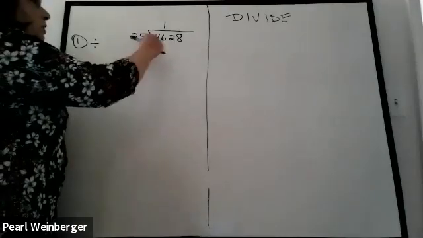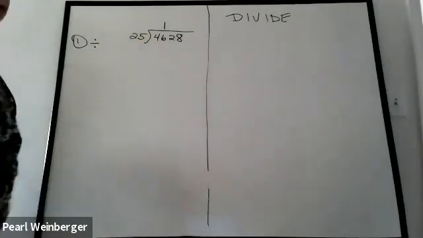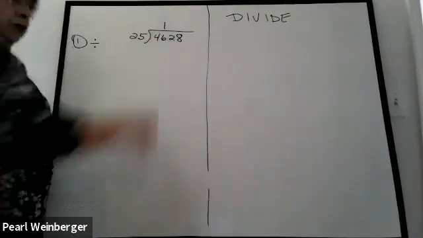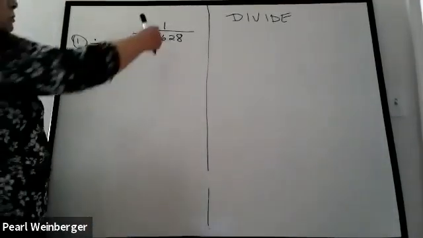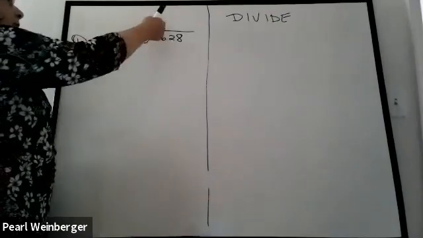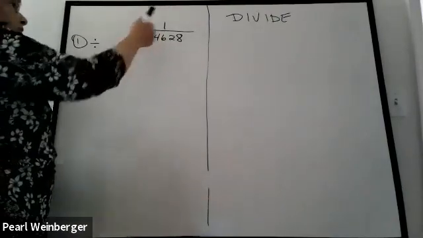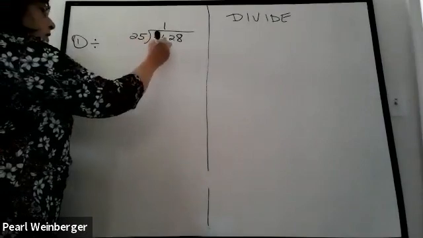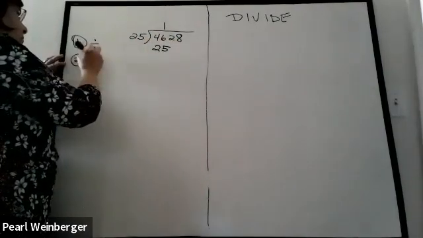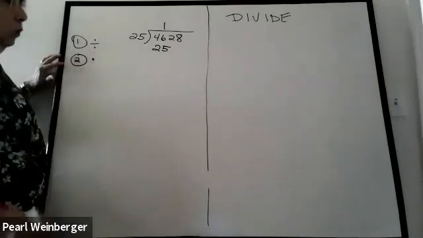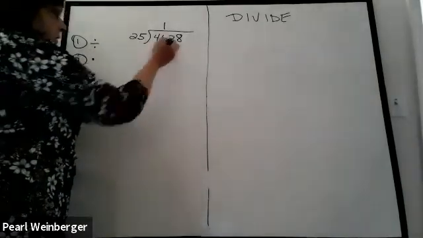So I divided the 25 into the 46. Then I take the number that I put on top, the 1, and I multiply by it. I multiply 1 times 25, and I put the 25 underneath the 46. So that's my second step, multiply. What's my next step? Well, I'm sure you remember.